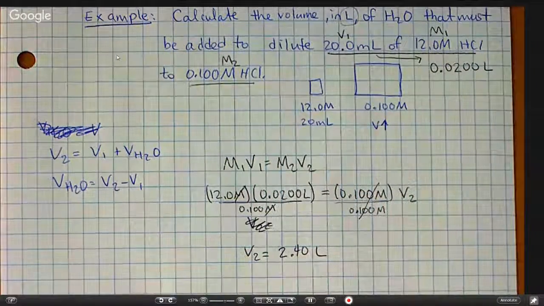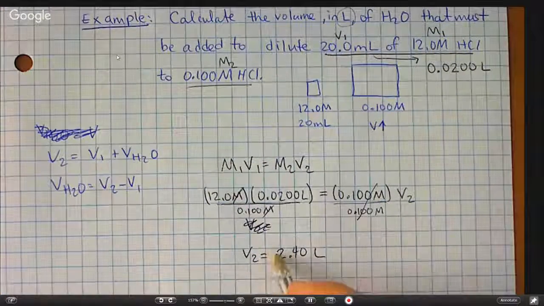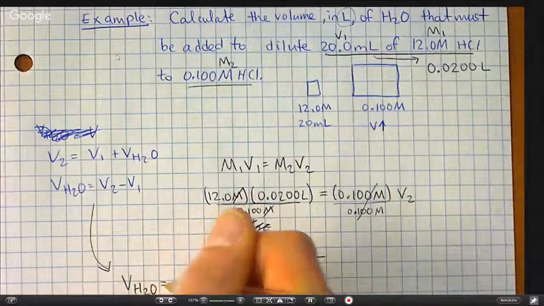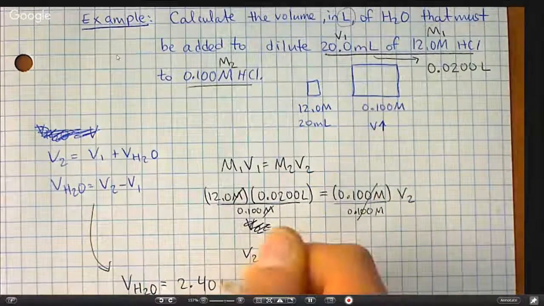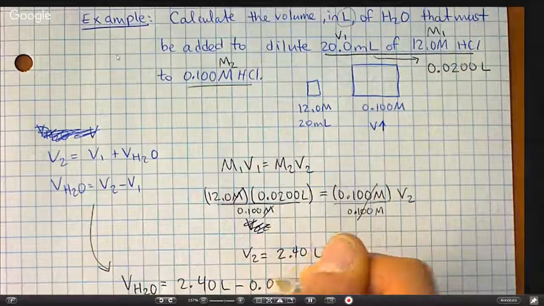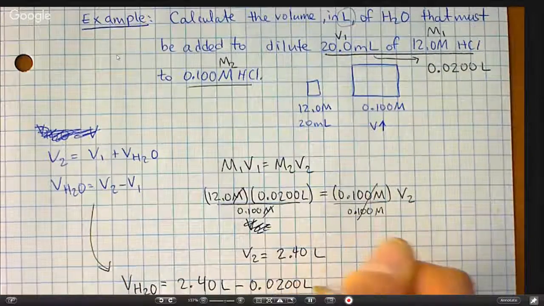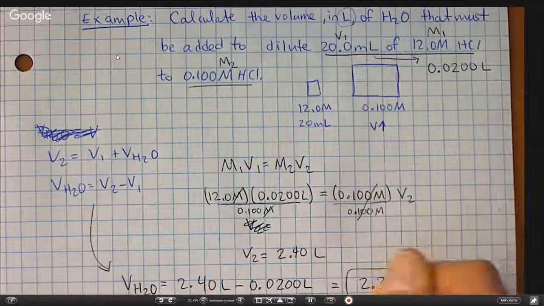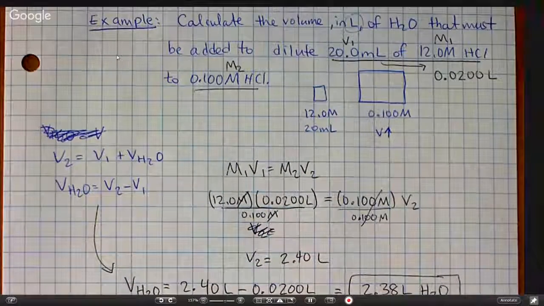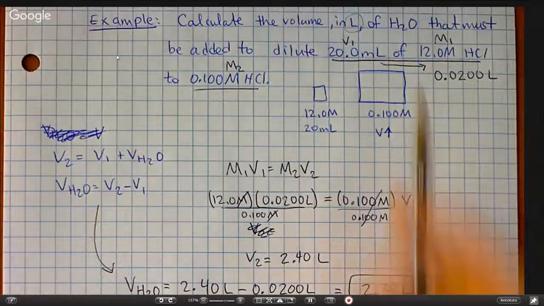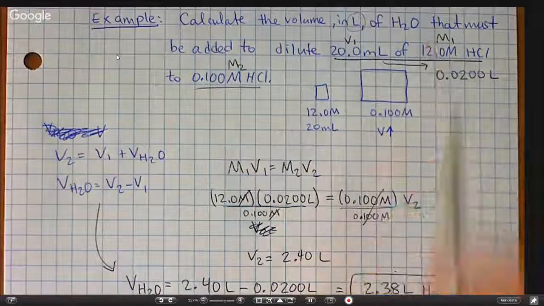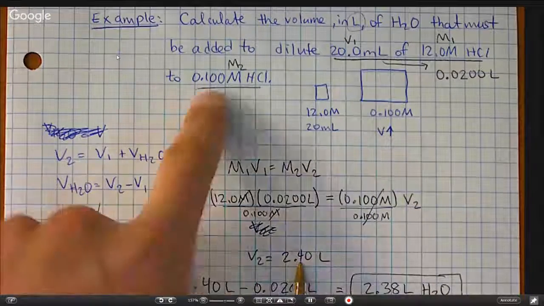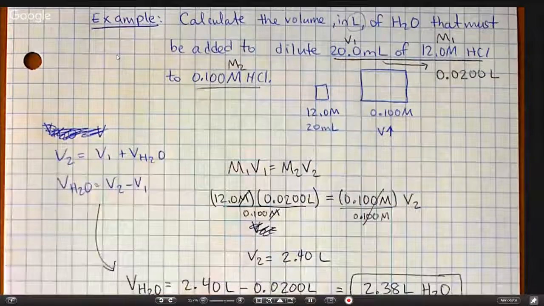That's the solution. All right, that's our V2, and we know our V1, so we can come back to this and say, well, hey, the volume of water that we have to add is equal to 2.4 liters minus 0.02 liters, which comes out to 2.38 liters of water. So to answer our question, calculate the volume of water that must be added. Hey, we're going to take 20 milliliters of this 12 molar solution. We're going to add 2.38 liters of water, and that's going to dilute it to 2.4 liters of a 0.100 molar solution.